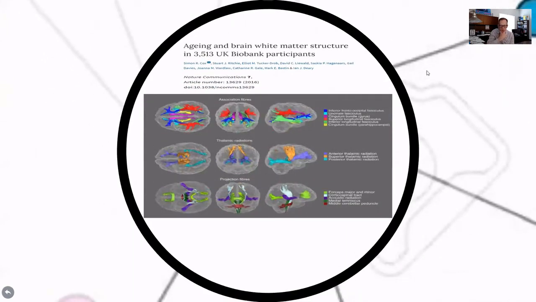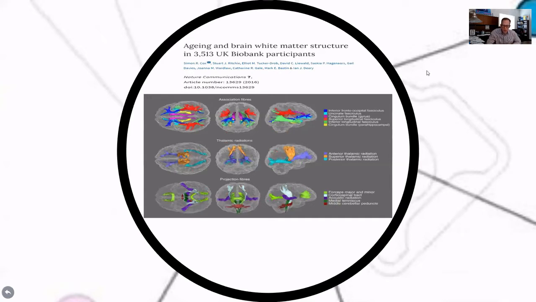This is another group of pathways that shows association fibers up top, which are essentially the ones we've already seen, including in dark blue, the inferior frontal occipital fasciculus, in light blue, the uncinate fasciculus, in red, the superior longitudinal fasciculus, green, the inferior longitudinal fasciculus, and in yellow, the cingulate bundles. And then we can see thalamic radiations and projection fibers below.